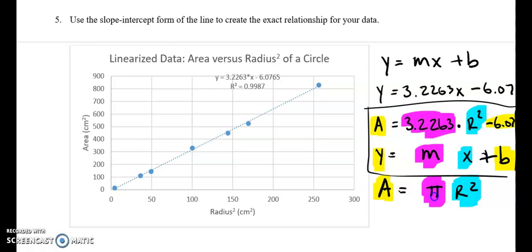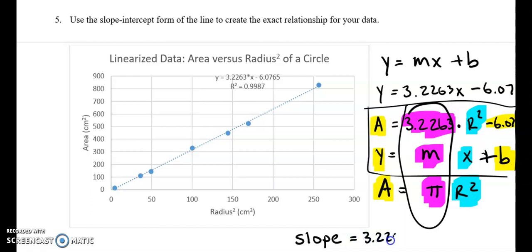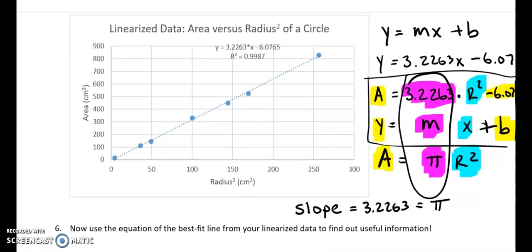So in this case, it looks like the slope, 3.263, is m, which is pi in this case. The pi value should be 3.1415, et cetera. 3.26, that's pretty close. There's always going to be a little bit of error in all of our data. And what we were doing right there was using the equation of the best fit line from our linearized data to find out useful information. So I just added a little step number 6 at the end, but we're always going to use that best fit line to find some good information.